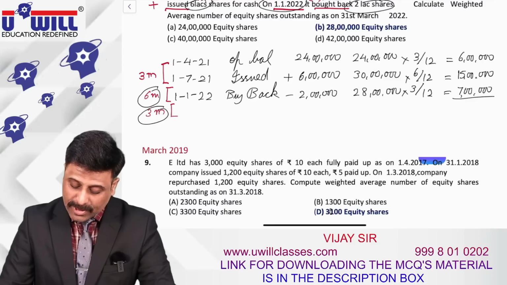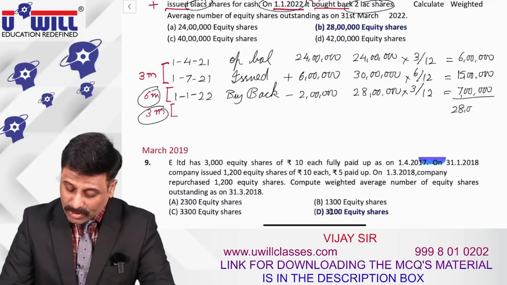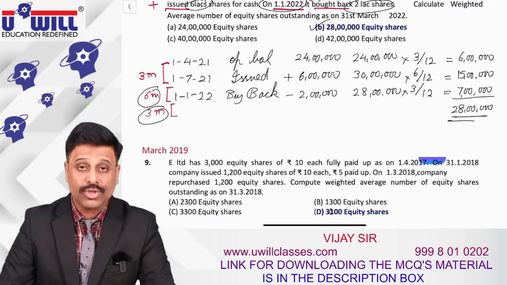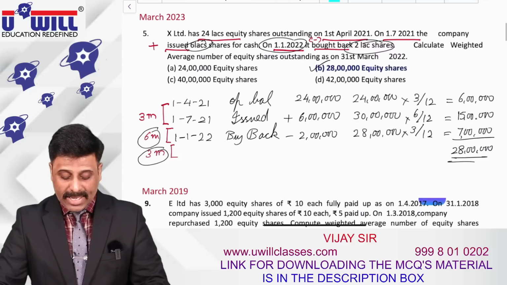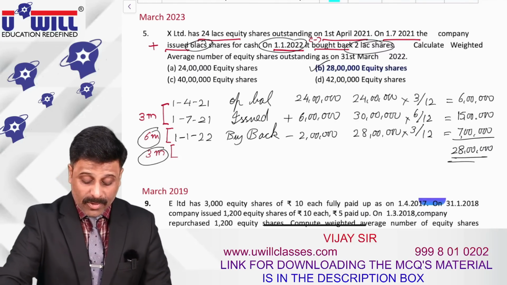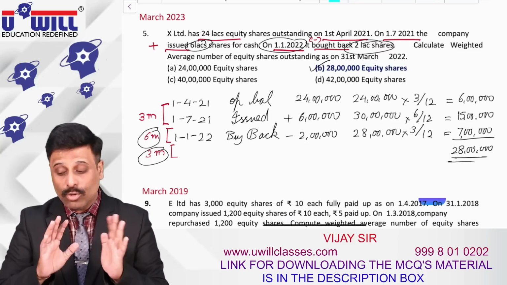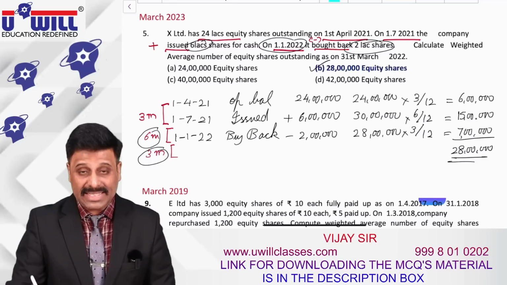So 6 plus 15, 21 plus 7, 28 lakhs. What are the total weighted average number of equity shares? 28 lakhs. Option B. Achha, students, what you can do is in exams, if you don't have time to do so many calculations, you can directly do these things on calculator. See, how would you do this directly on calculator?